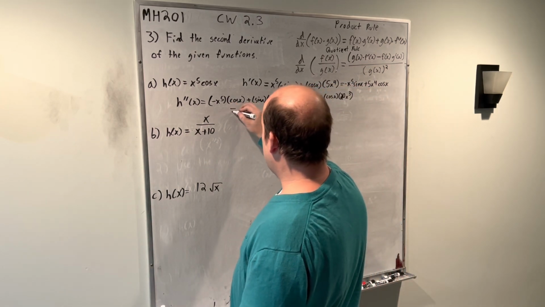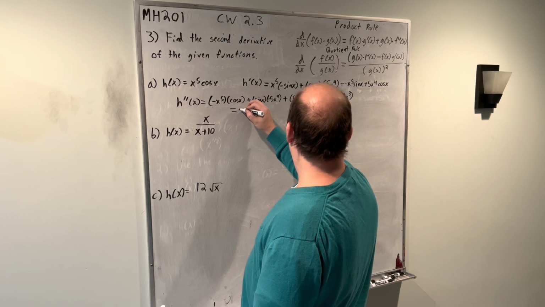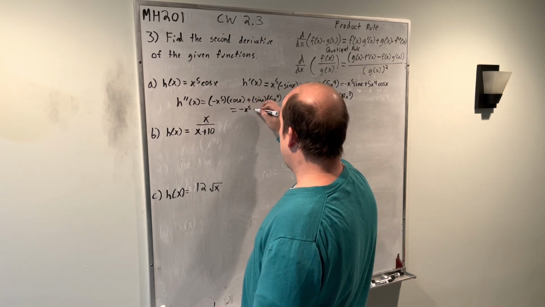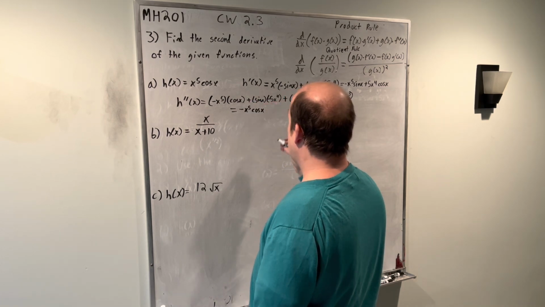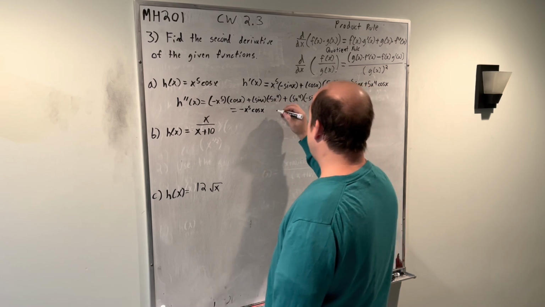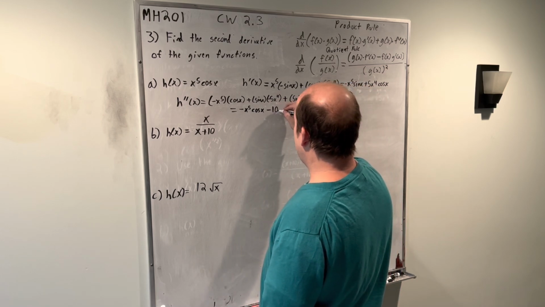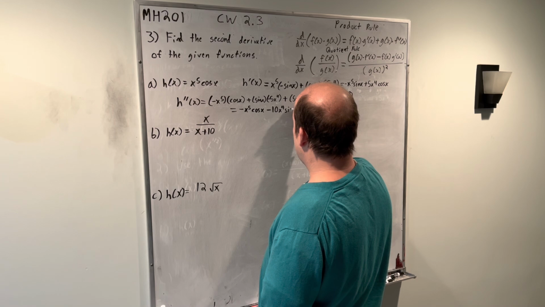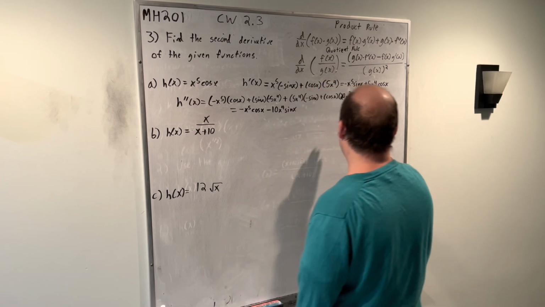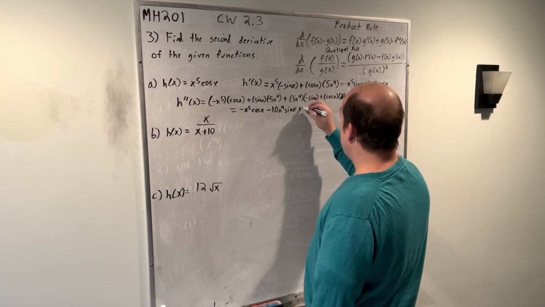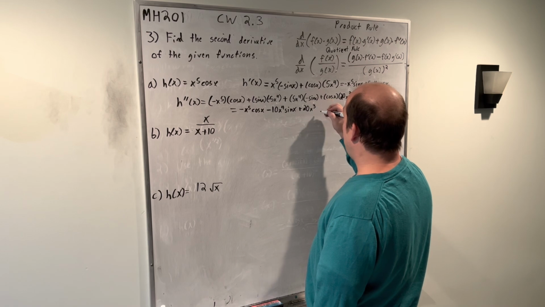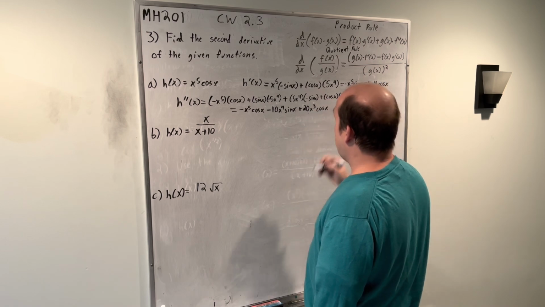So when I'm rewriting this whole thing, the first term is negative x to the fifth cosine x. The second term is the combination of these two, which becomes negative 10x to the fourth sine x. And my final term comes from this, which is plus 20x to the third cosine x.